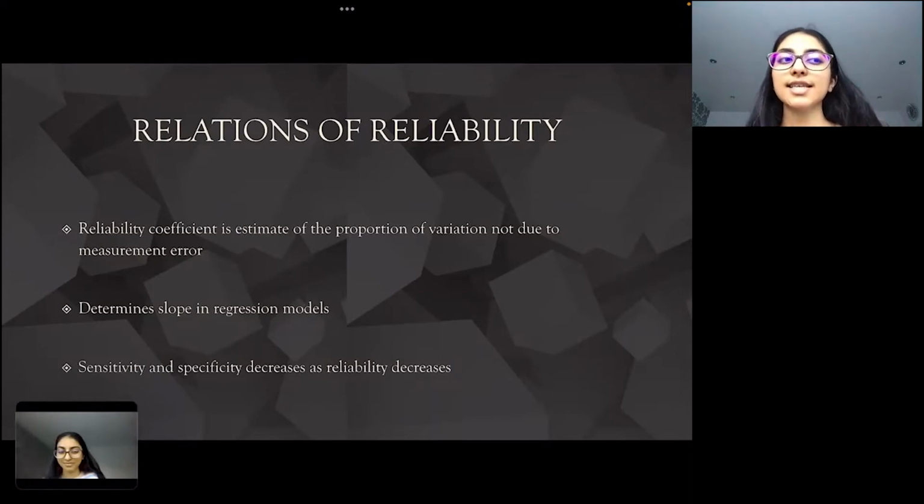It's also linked to sensitivity and specificity, which you'll hear about when used for classifications or predictions. And it can also indicate the power of a statistical test employing the measurement. So all of these things will decline as the reliability of the measure declines, which is why it's so important.